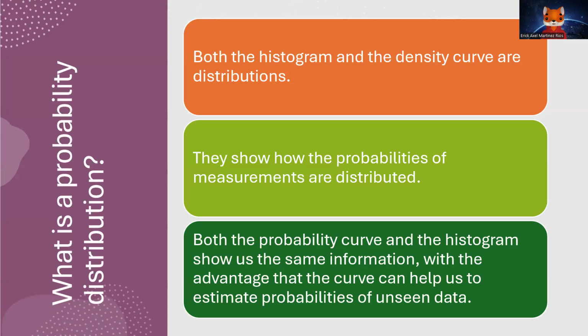And well, this is only an explanation of what a distribution is. The distribution is basically the behavior of the variable that I want to study. It's basically a function, or a description, that tells us how my variable is behaving. And the histogram and the density curve are essentially distributions, and they show how the probabilities of measurements are distributed.